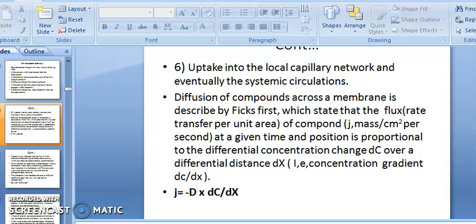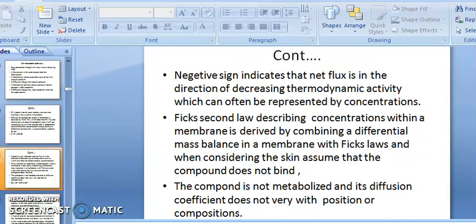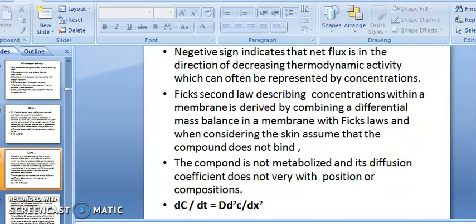Fick's law explains that if you decrease the distance, there is an increase in diffusion. The negative sign indicates the net flux is in the direction of decreasing thermodynamic activity, which can often be represented by concentration. If you change the thermodynamic activity by applying pressure or temperature, the activity will be decreased or increased. That's why the negative sign is put in the mathematical equation.